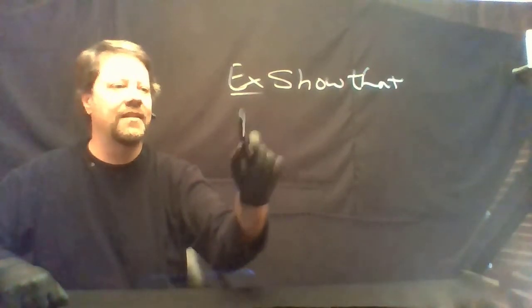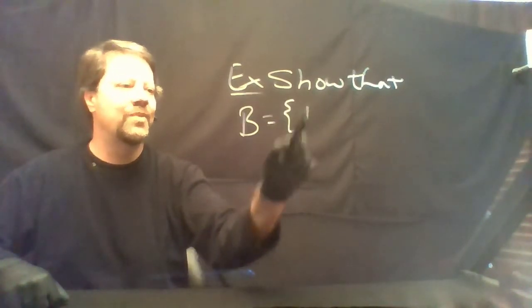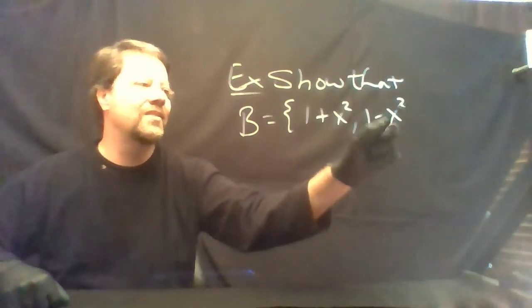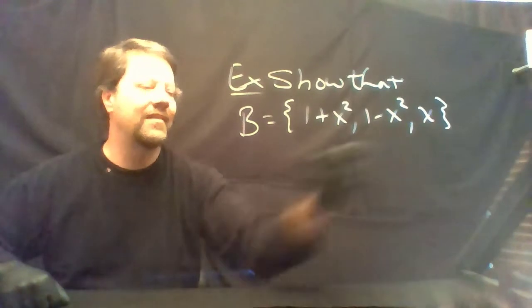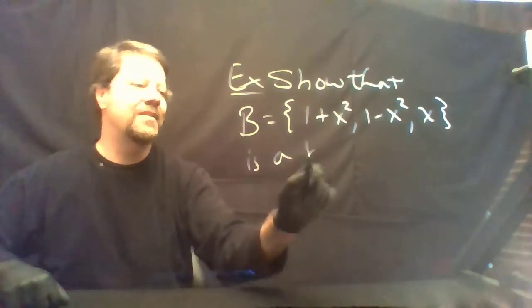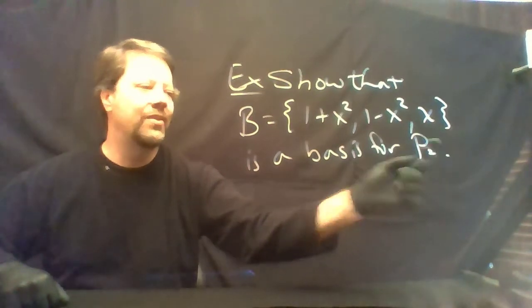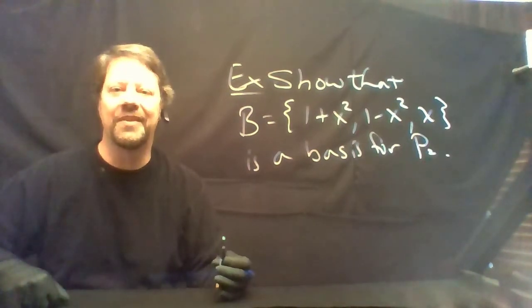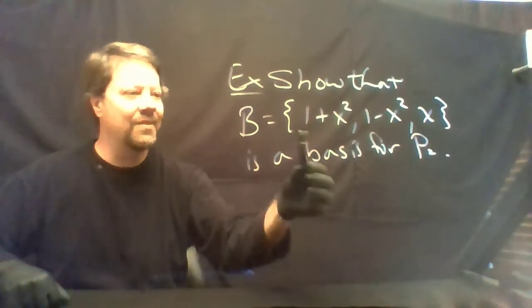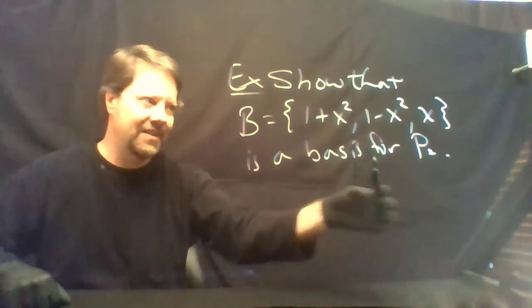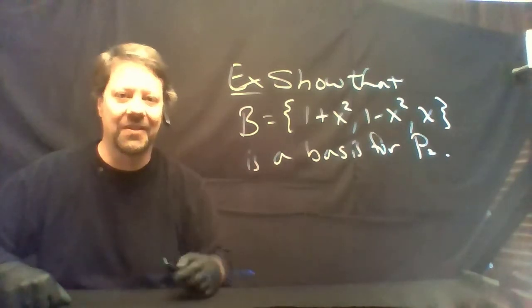Let's show that B, which is 1 plus x squared, 1 minus x squared, x, is a basis for P2, a set of polynomials of degree 2 or less. In other words, first of all, is it linearly independent? And does it span the space? We have to check those two steps.